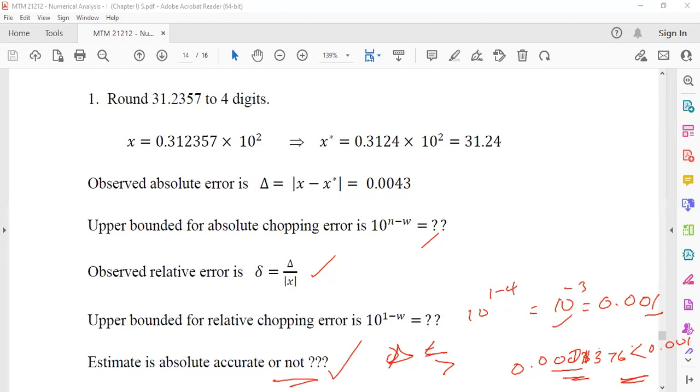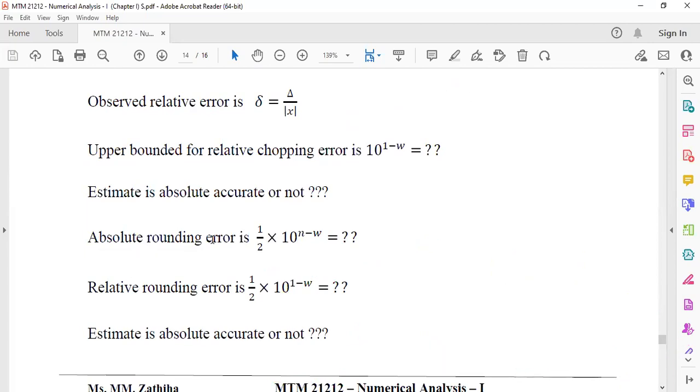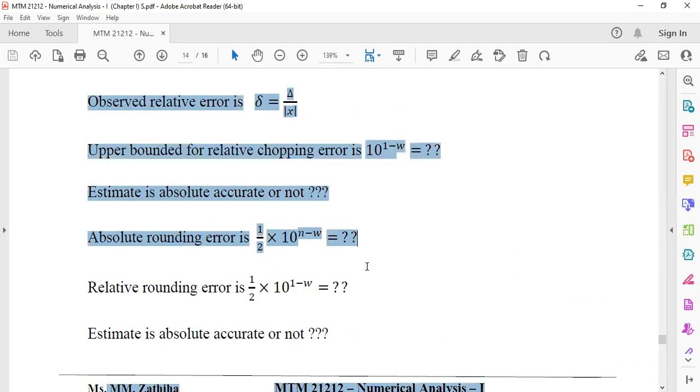Okay, let's continue. These questions continue, okay? Now find out these things. What is the absolute rounding error? I told you that is a chopping error. Half of this one will be the rounding error. So you don't need to find it again. Whatever you found, you can halve. So that is easy, no? So can you answer me for this one? Absolute rounding error and this one.